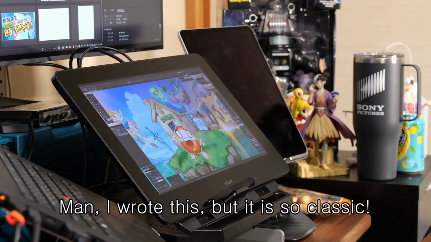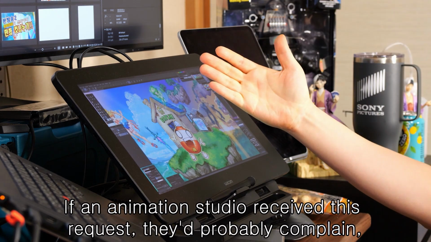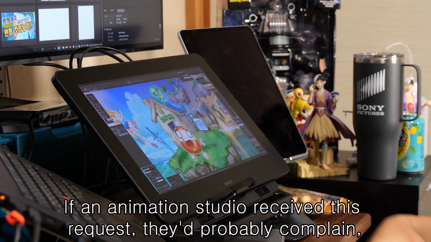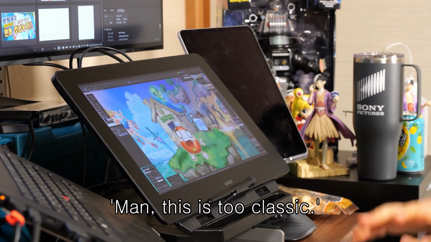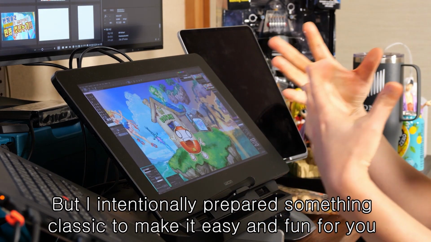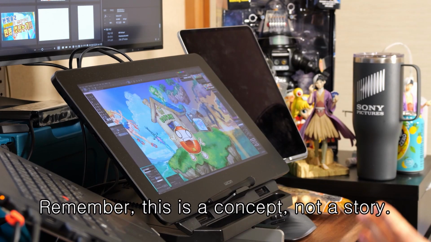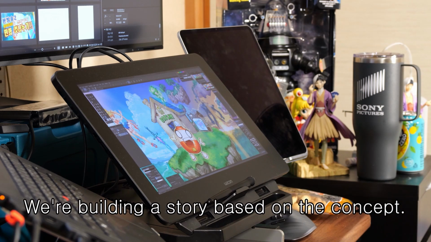Man, I wrote this, but it is so classic. If an animation studio received this request, they'd probably complain. Man, this is too classic. But I intentionally prepared something classic to make it easy and fun for you to understand as you design manga characters. Remember, this is a concept, not a story. We're building a story based on the concept.